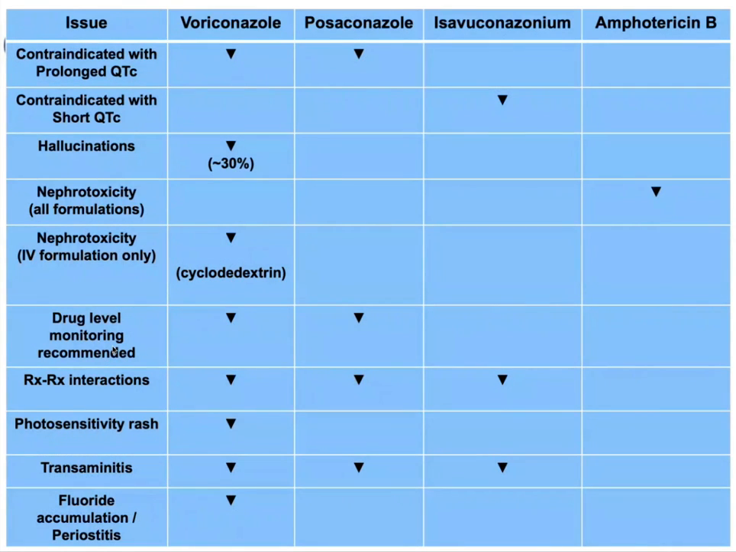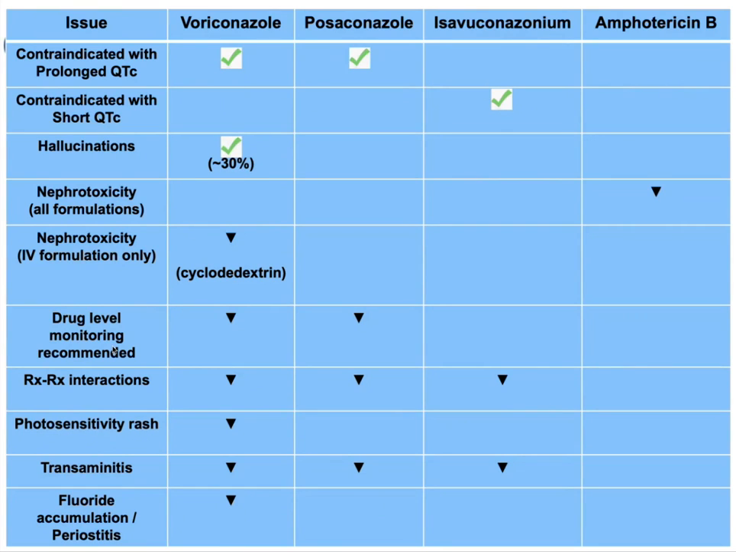Also, you should be very cognizant of the side effect profile of your drugs, because you have to think of the disease, the drug, the patient, all the different host factors. Contraindicated with prolonged QTc are your first two, which would be Vori and Posa. Contraindicated with short QTc is going to be isavuconazonium, also known as Cresemba.